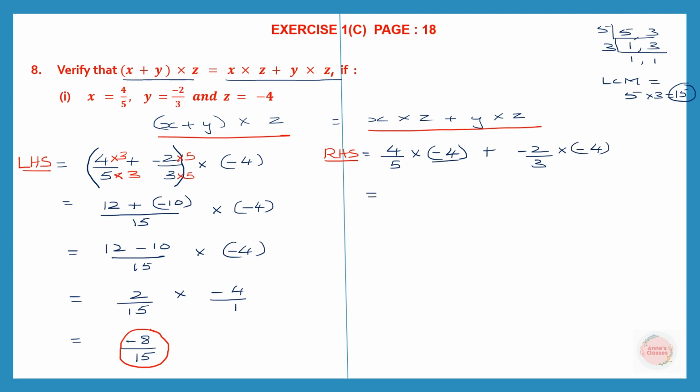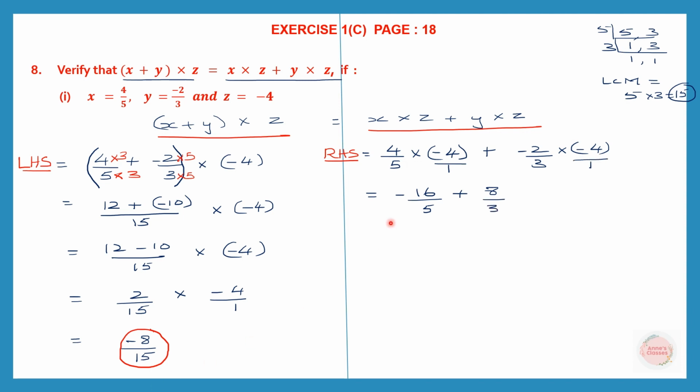So this will have the denominator 1, nothing to cancel. So multiply the numerators. 4 into minus 4 is minus 16 by 5 into 1 is 5, plus minus 2 into minus 4. Minus into minus is plus. 2 4s are 8. And here let's give it the denominator 1. So 3 1s are 3.